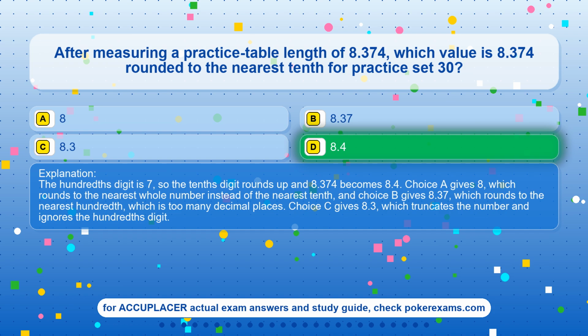Choice A gives 8, which rounds to the nearest whole number instead of the nearest tenth, and choice B gives 8.37, which rounds to the nearest hundredth, which is too many decimal places. Choice C gives 8.3, which truncates the number and ignores the hundredths digit.